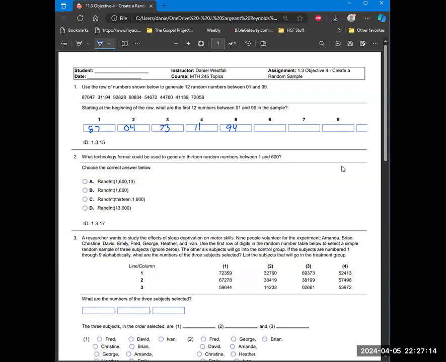I'm just going to do it without the lines there. 92, 82, 86, and then it was too wide. It went off the page when I printed here. They want the first 12. So I'm just going to make additional boxes here for 9, 10, 11, and 12.